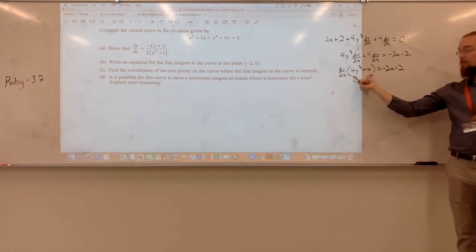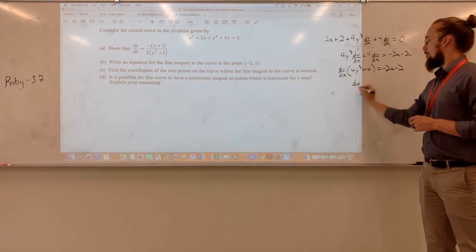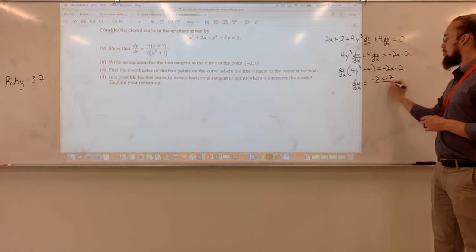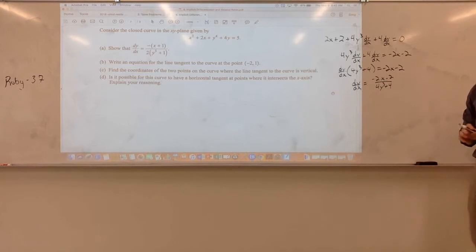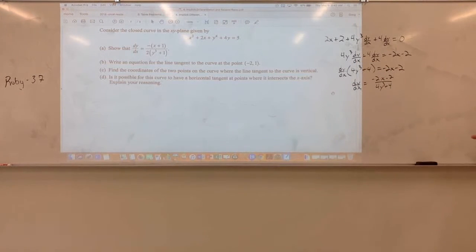And then just divide by 4y cubed plus 4. So we get dy/dx equals negative 2x minus 2 over 4y cubed plus 4. Now that's not quite what the answer looks like yet. So we do need to take this one step further to make it look exactly like what they have.